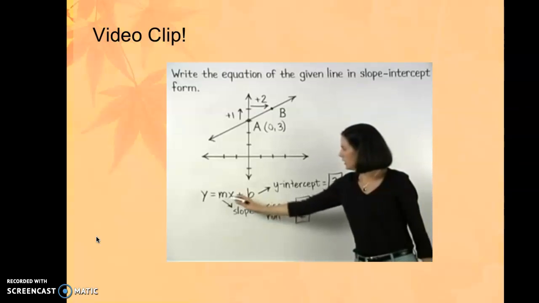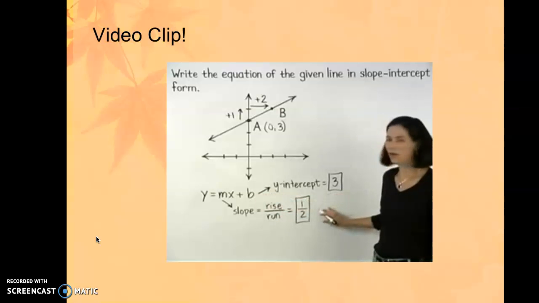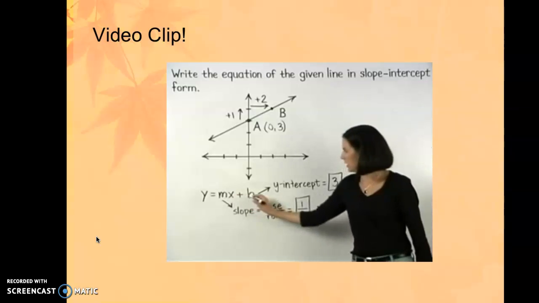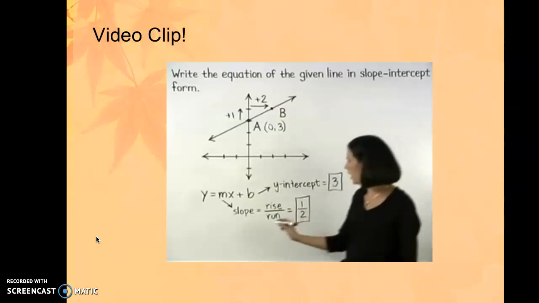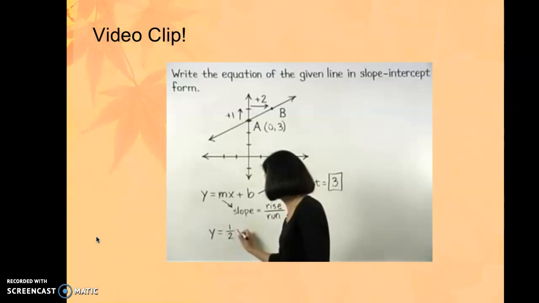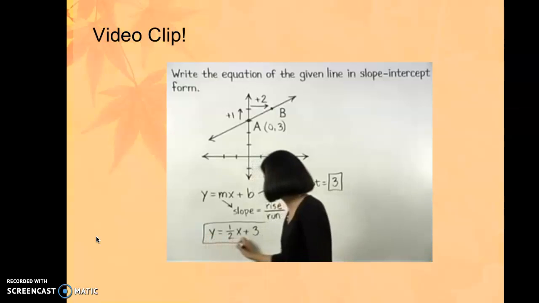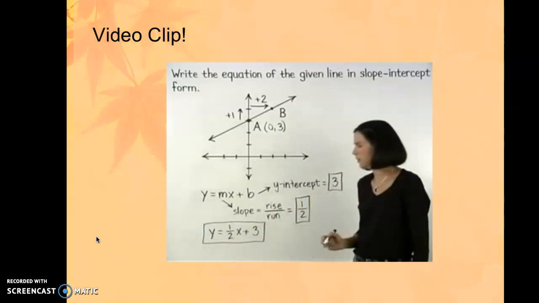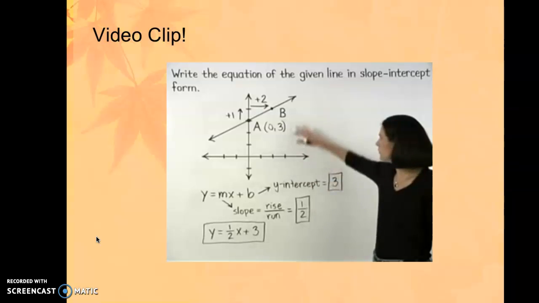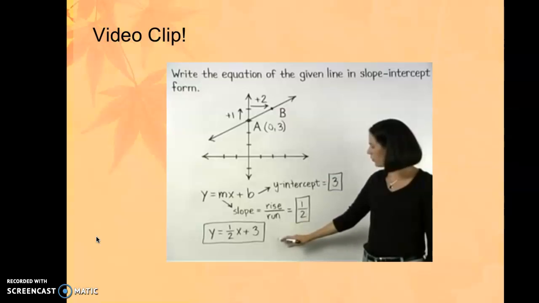Therefore, m equals 1/2 and b equals 3. We substitute these values into our formula for m and b to get y equals 1/2 x plus 3. So the equation of the given line in slope-intercept form is y equals 1/2 x plus 3.